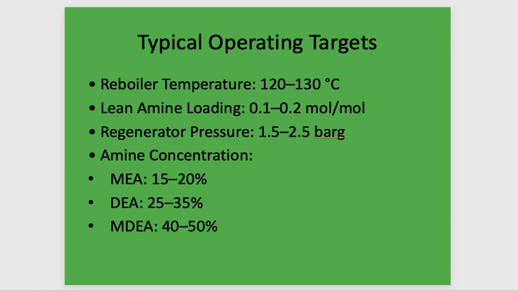Okay, the typical normal operating targets here: the reboiler temperature is from 120 degrees C to 130 degrees C. Lean amine loading is between 0.1 and 0.2 mole per mole of amine, and the regenerator pressure is normally around 1.5, in the measurement units used in a gas plant or in a refinery. And the amine concentration for methyldiethanolamine is between 40% and 50%, diethanolamine between 25 and 35, and monoethanolamine is around 20%, okay?